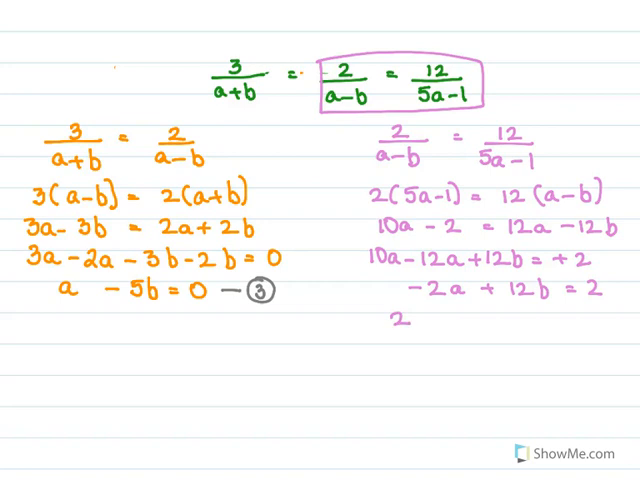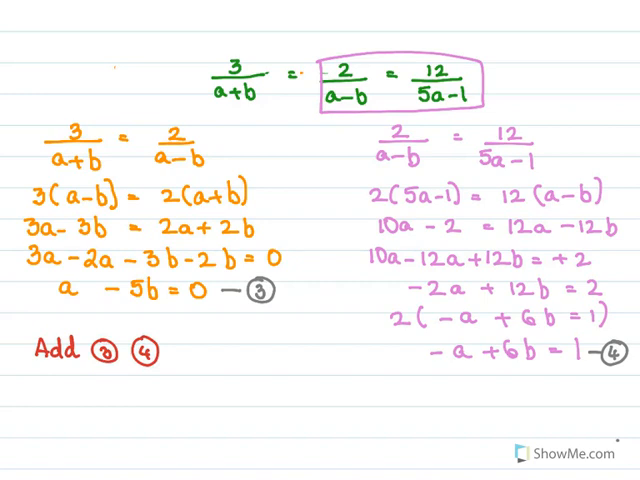I can take 2 common out. So if I divide this by 2, I get minus a, divide by 2, 6b, divide by 2, 1. So my equation, ignore the 2, minus a plus 6b equal to 1. So this is now my equation 4. Now I take both these equations and write them one below the other. So I add the equations up, add 3 and 4.